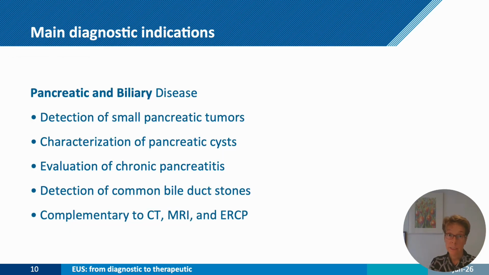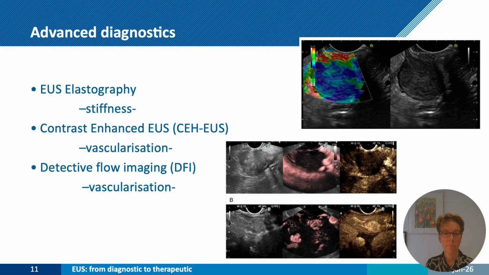So you can particularly use the linear EUS scope for pancreatic and biliary diseases, for detection of small pancreatic tumors, for characterization of pancreatic cysts, for evaluation of chronic pancreatitis, detection of common bile duct stones, and it can be complementary to CT, MRI, and ERCP.